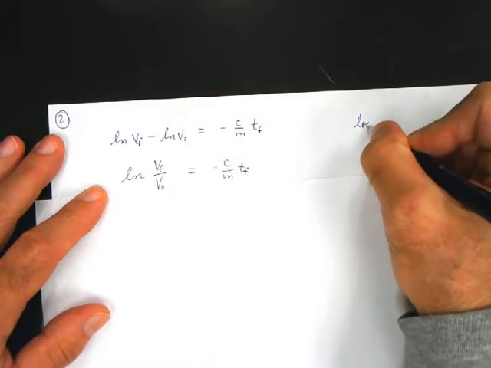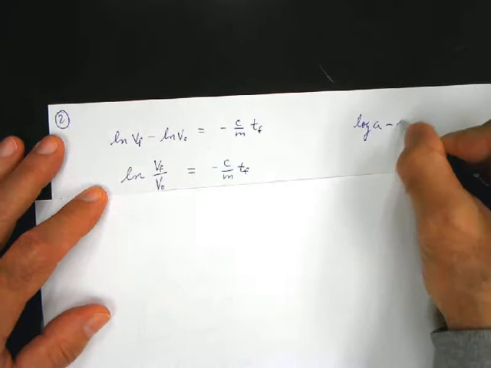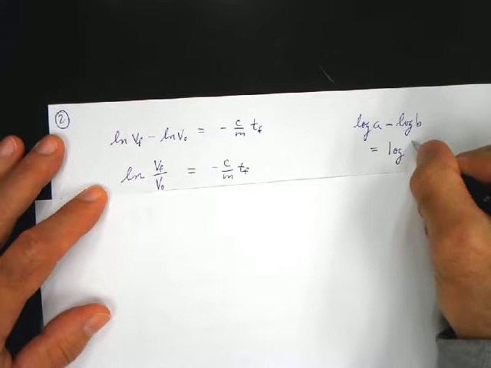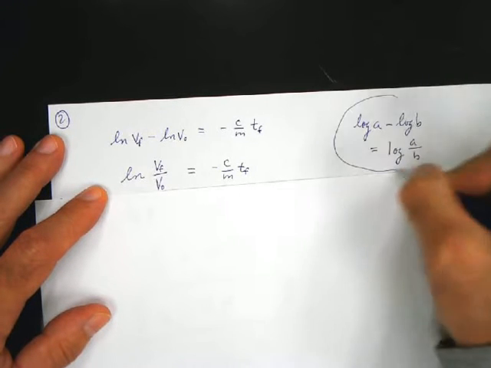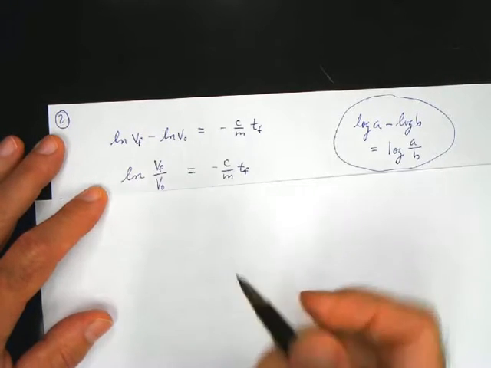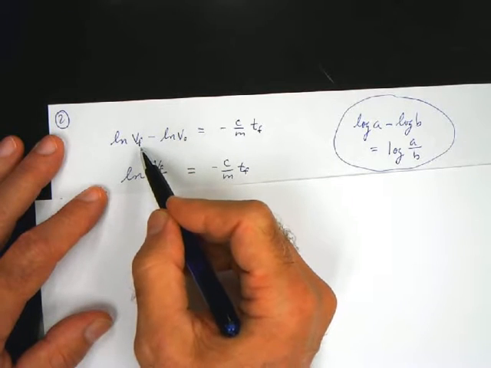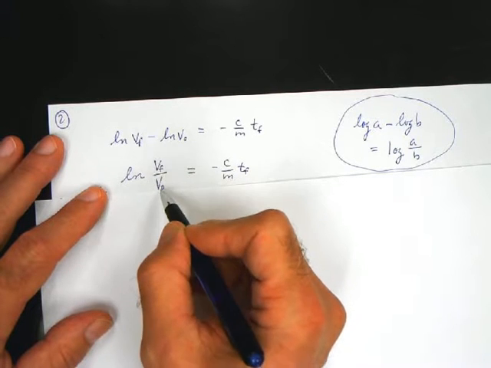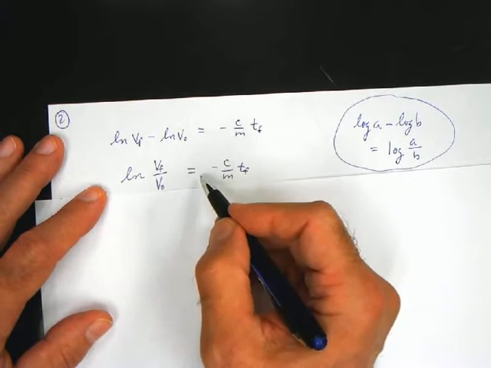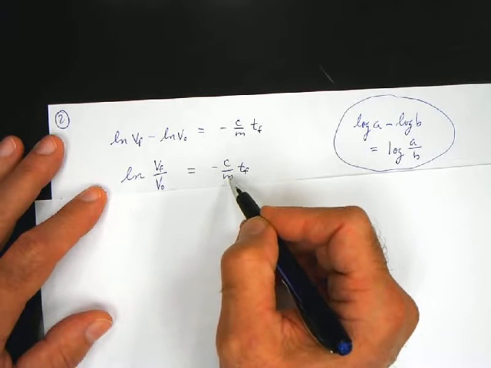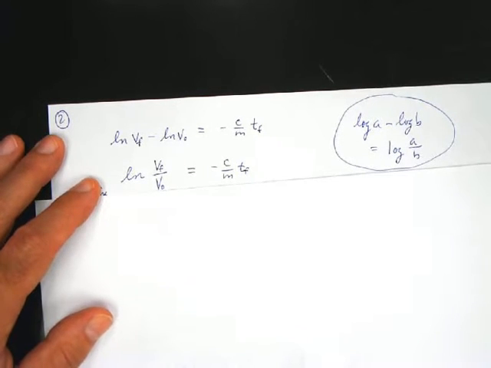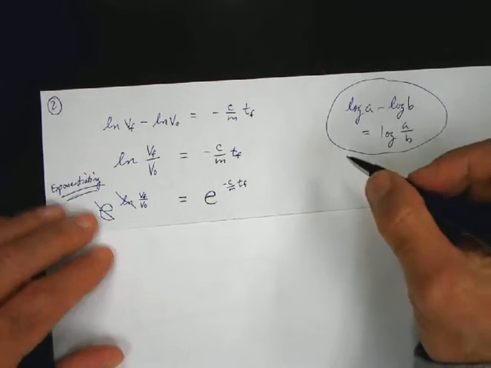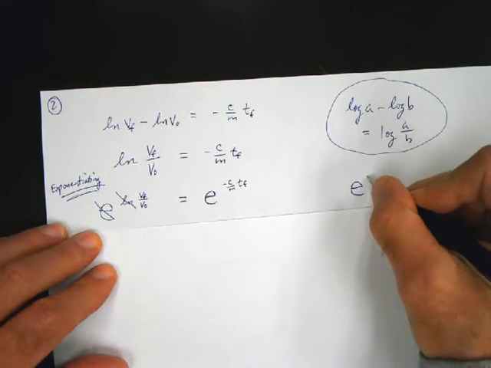Okay, now from our rules of logarithms, we know that if we have log of a minus log of b, that's the same thing as the log of a over b, right? That's just a rule of logarithms. So we can apply that here. If we have the natural log of vf minus natural log of v0, that's the same thing as the natural log of vf over v0. And then that's equal to negative c over m times tf.